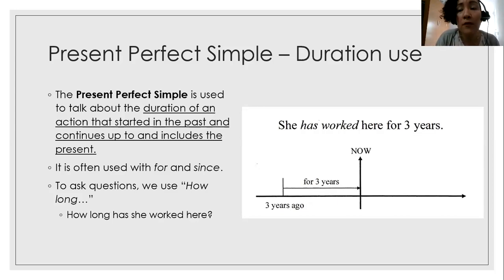So we often use this with for instance. And then to ask questions about duration, we use how long. For example, how long has she worked here? The answer might be, she has worked here for 3 years, okay?